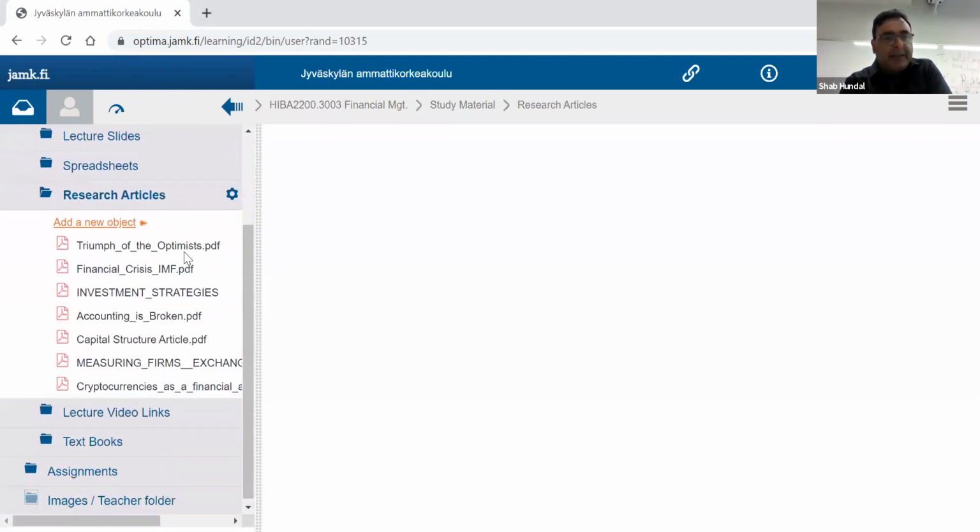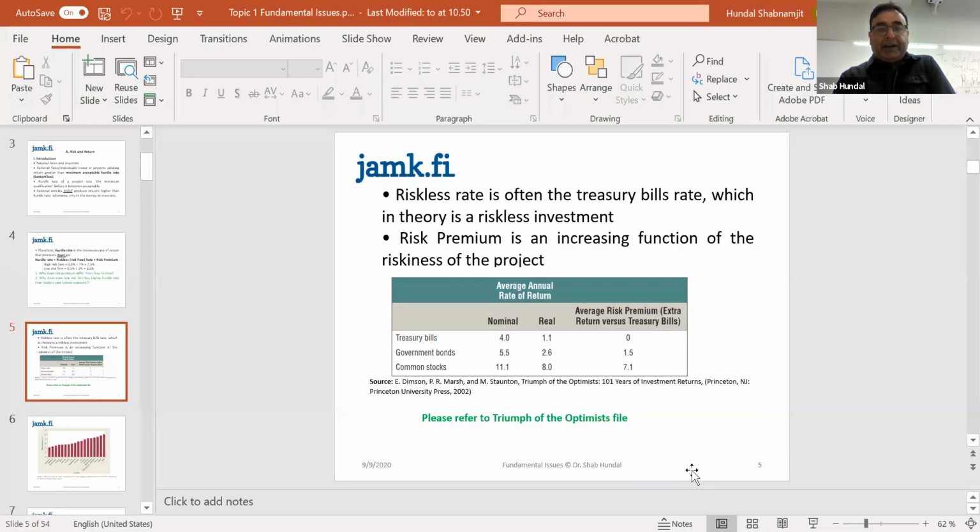The name of the first article is Triumph of the Optimists. This is a very easy article. I mean, you will not find any problem, I'm sure. But at the same time, it gives very important information. I copied this slide, this table, from the Triumph of the Optimists article, which I want to show you here.